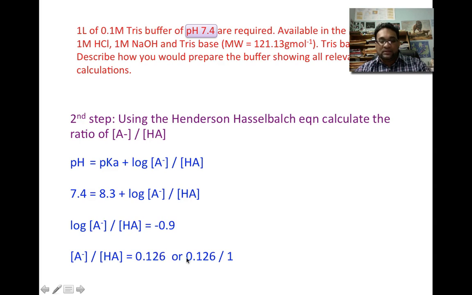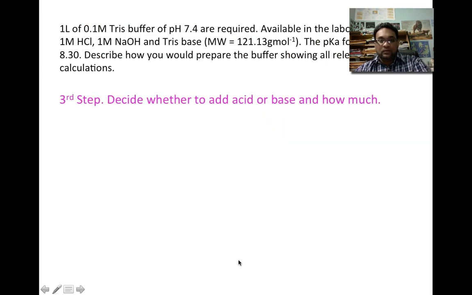Alright, and that can be simply said as 0.126 over 1. So you need to decide whether it's an acid or base and how much. Now remember from the previous slide, you need to see what they gave you. They gave you tris base. So try to remember now, if in the lab they give you tris base, how do you make the buffer? What do you add? Do you add acid or do you add base? Because if you see here, they didn't ease you up. They give you both 1 molar HCl and 1 molar NaOH. So you have to try to figure out now which one you're going to use. Alright?